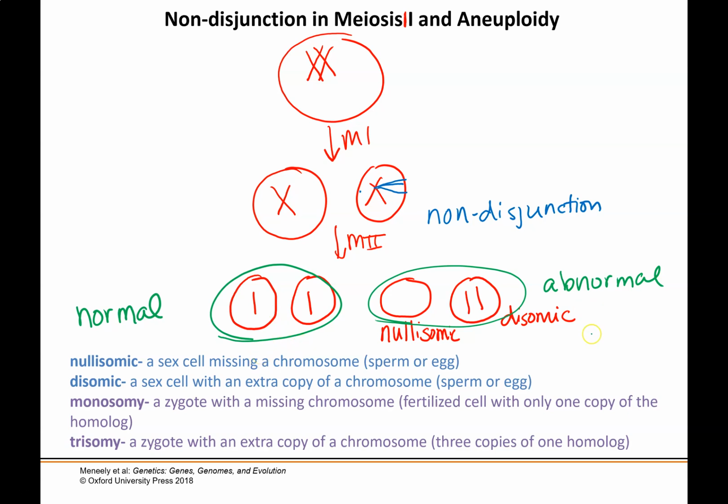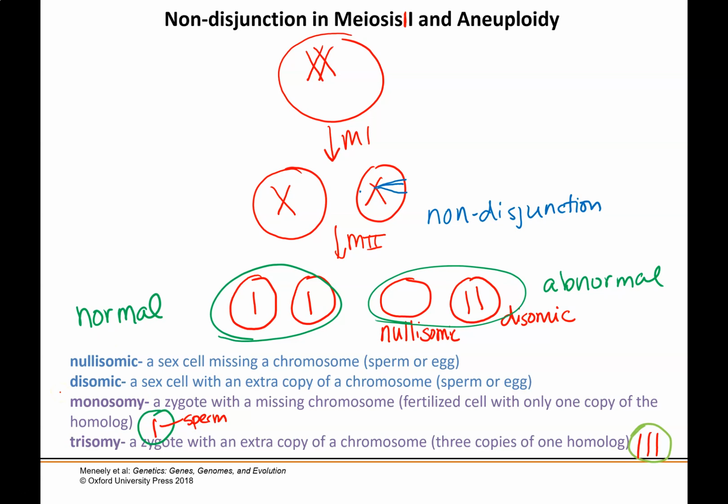When one of these cells on the right is fertilized, you either end up with a monosomy, which means the zygote is missing a chromosome because this cell doesn't have that red chromosome, but when it is fertilized by a sperm, it will have that chromosome. So it will have only 1 copy of the homolog. It would look like this when it's fertilized if that chromosome came from the sperm. In the other situation, if you fertilize that disomic cell, you get a zygote that is going to have 3 copies. It's going to have those 2 copies from the egg plus a 3rd copy from the sperm.